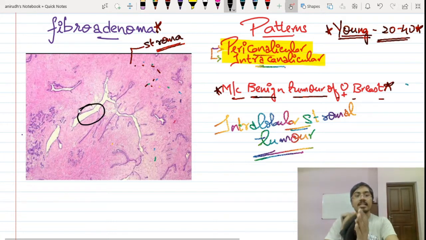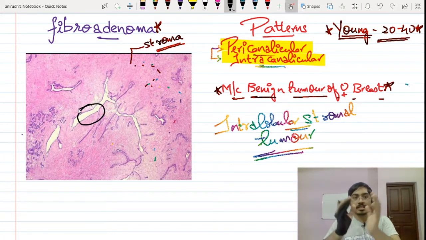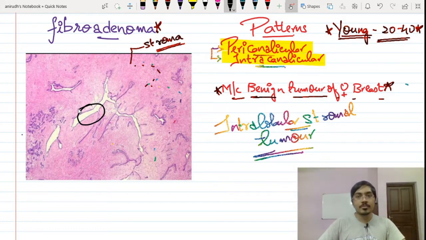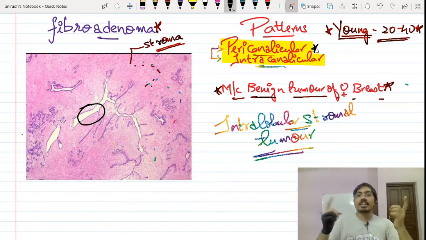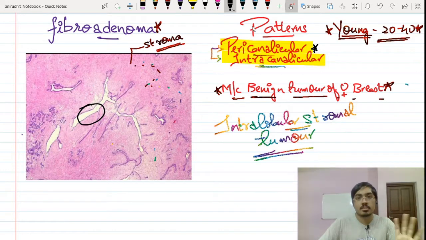like a normal architecture of the canaliculi, isn't it? The canaliculi is having a good diameter over here, good lumen over here, and the stroma is not compressing it. So the stroma is around the canaliculi only, not compressing it or not impinging on it. So since the stroma is not compressing on it, we say that the stroma is around it, or I can say pericanaliculi, around the canaliculi there is stroma, isn't it?